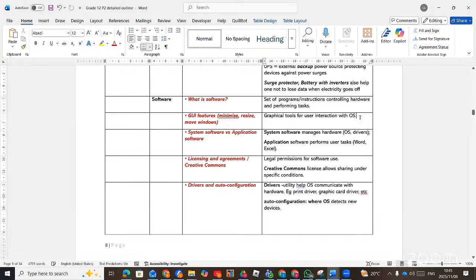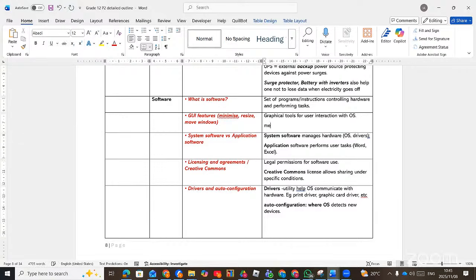For instance, the menus that you click, the buttons, and changing or deleting things on your screen. All those menus and buttons that you can click to interact with the operating system, that's the graphical user interface.